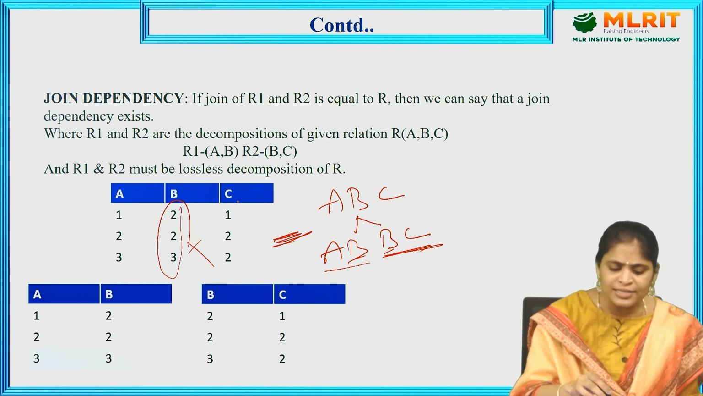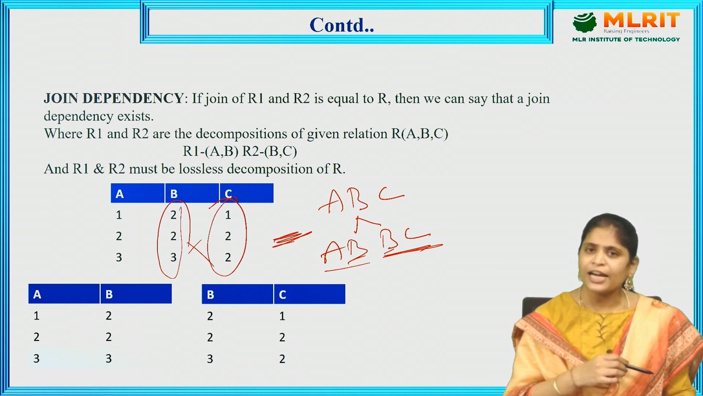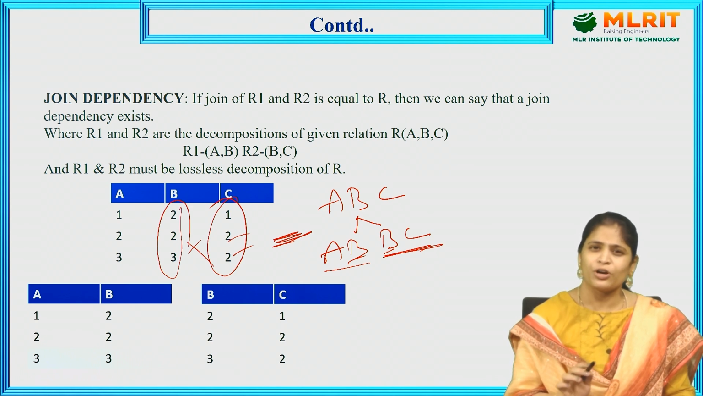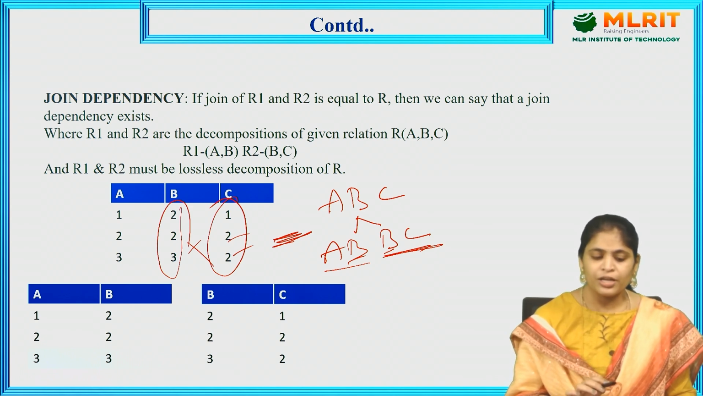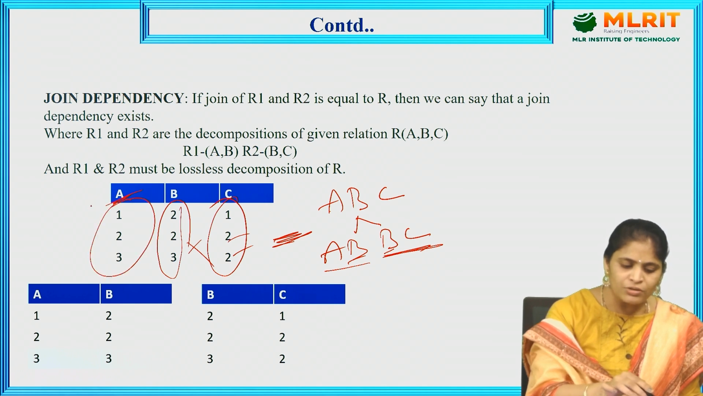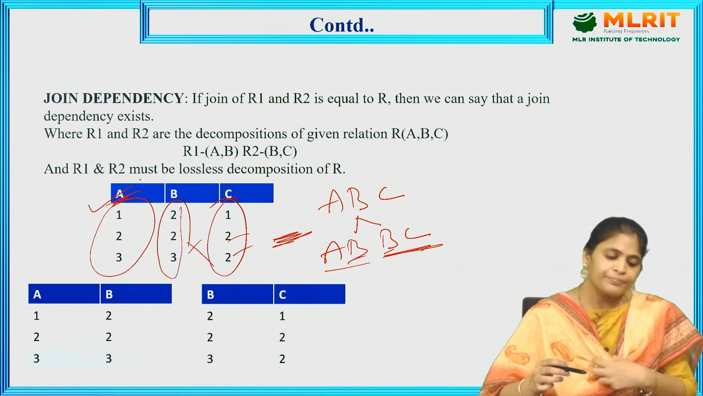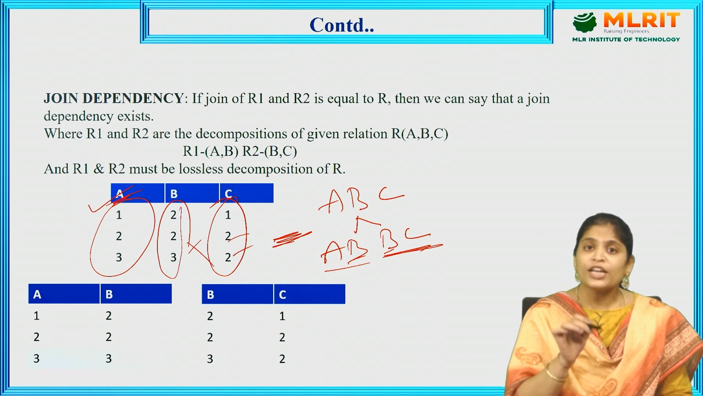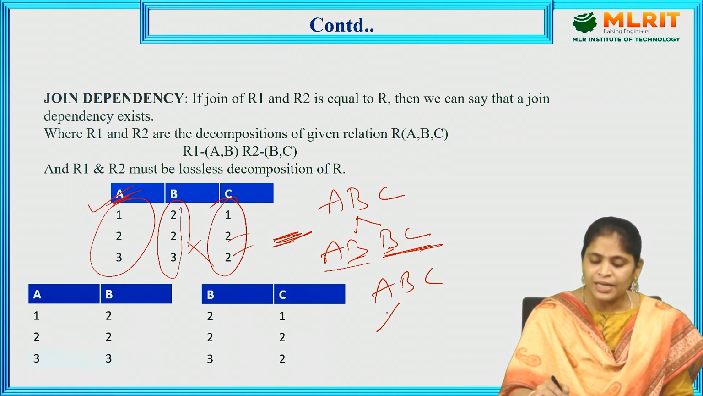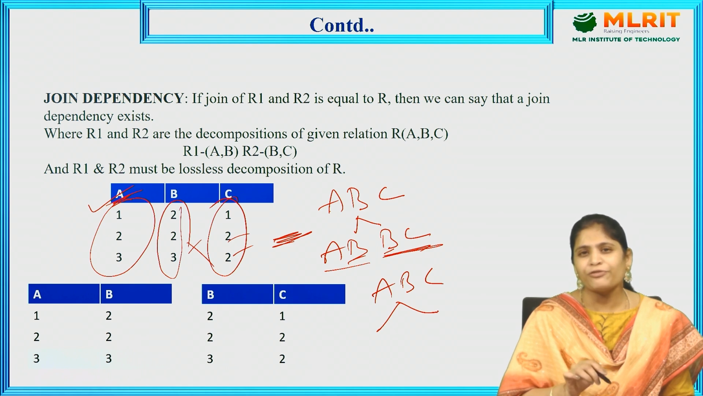So here, let us check C. C is not a key attribute. It is also having redundant data. It must not be considered as a key attribute. Now, let us check A. A has unique values. So A can be considered as a key attribute. For the given relation A, B, C, A is the common attribute we have to take.